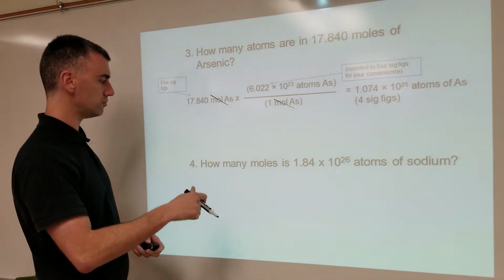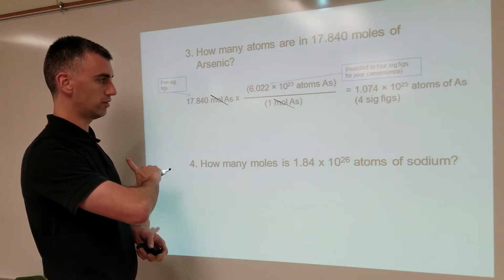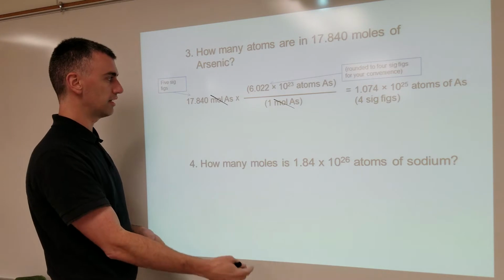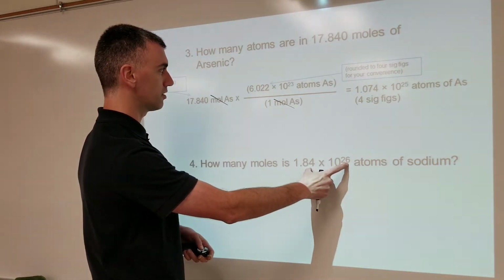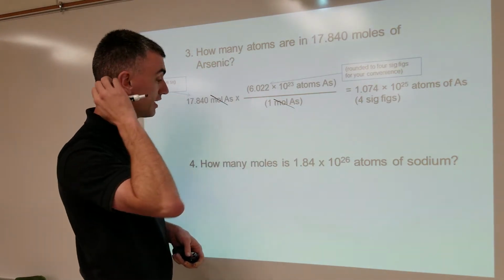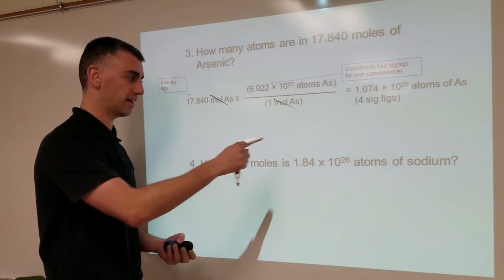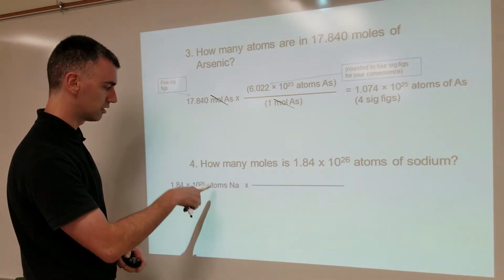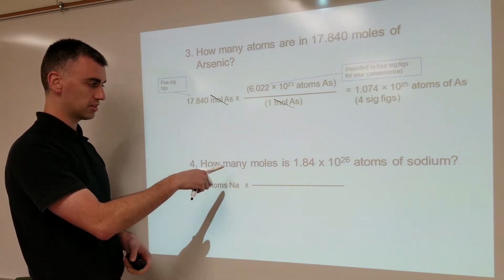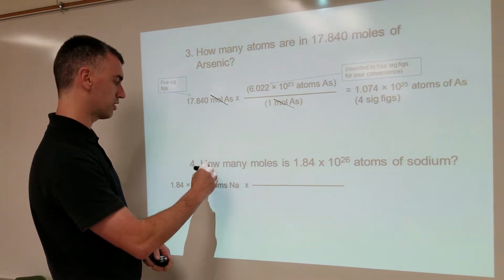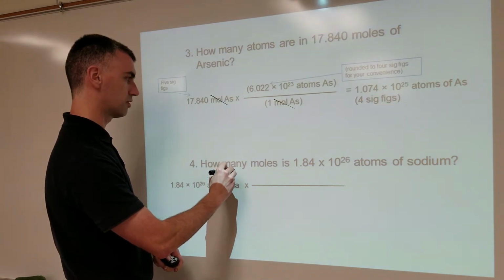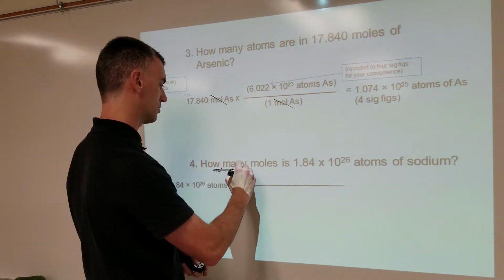Now, if we do the same sort of thing the other way around, if I give you atoms, you're going to have to take this and rearrange it so that atoms cancel atoms to give moles as your final answer. So once again, you write what you're given and set up your conversion factor, because we're going to convert moles into atoms. Oops, I had that backwards. Atoms into moles.